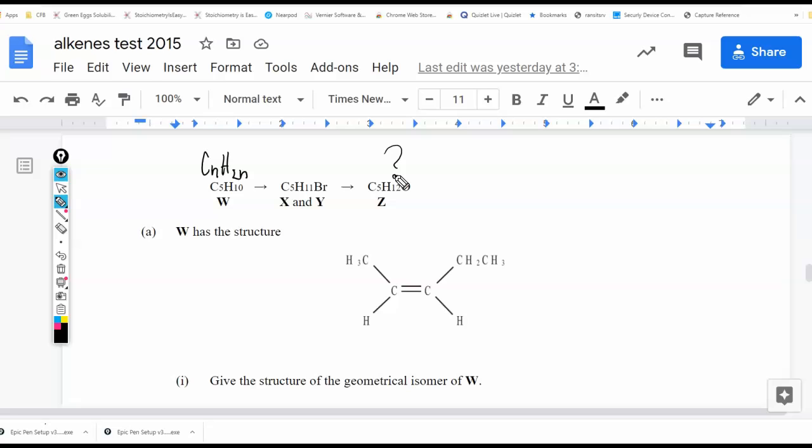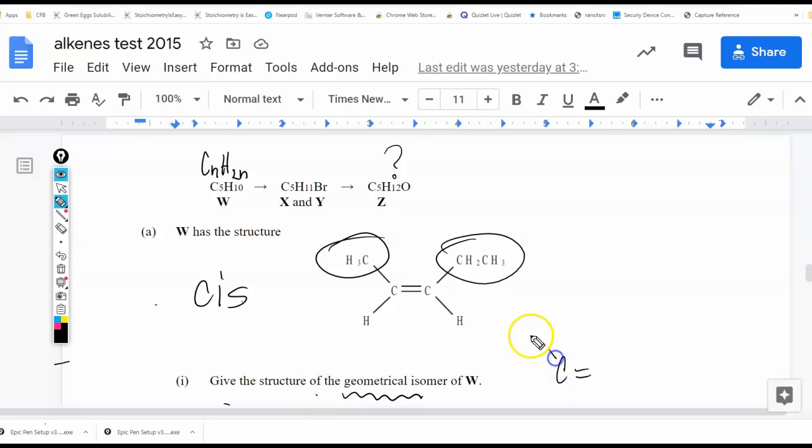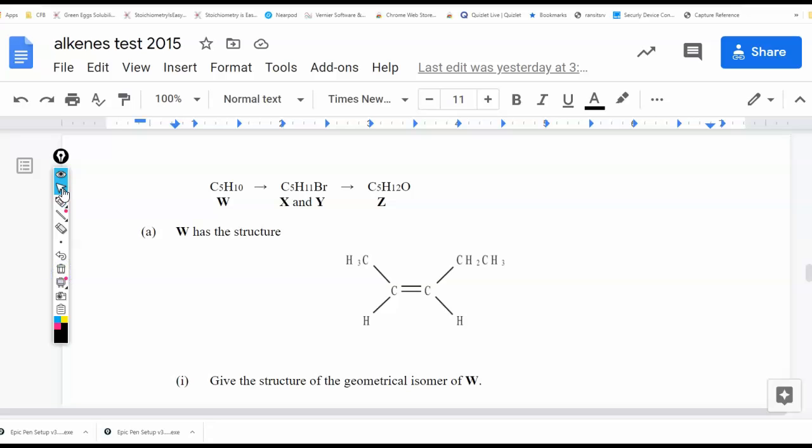So this is asking, give the structure of the geometrical isomer of W. When it's asking for a geometric isomer, it's referring to, oh, this one has the two carbon groups on the same side, so this is the cis isomer. This one wants us to give the trans isomer, so we will end up with CH3H here, and then we would change the position of the C2CH3 to over here, and that's going to give us the trans structure of the geometrical isomer there. So those are isomers of each other.